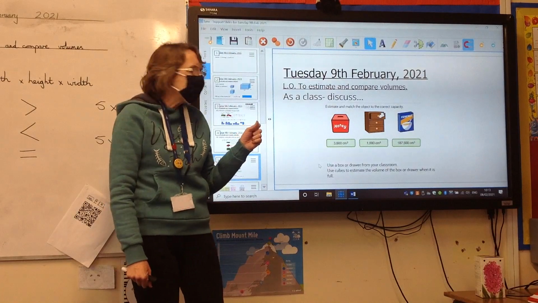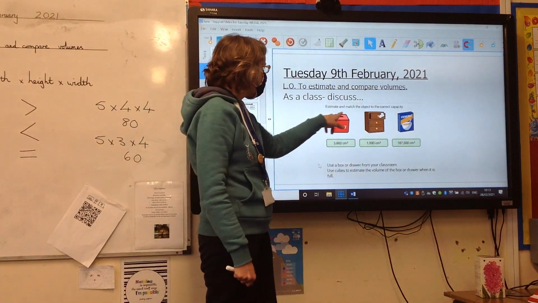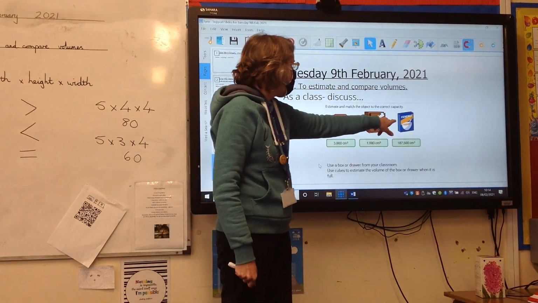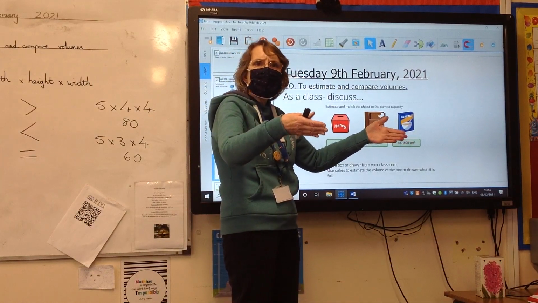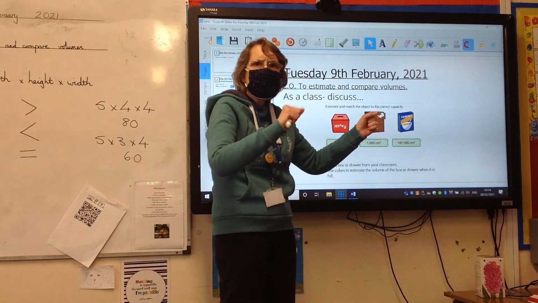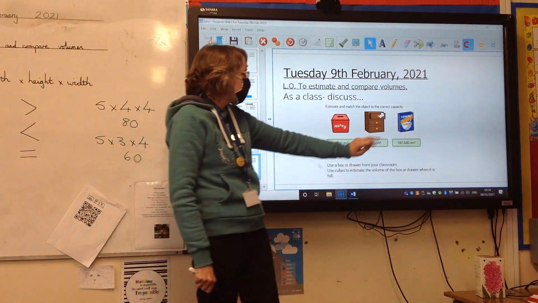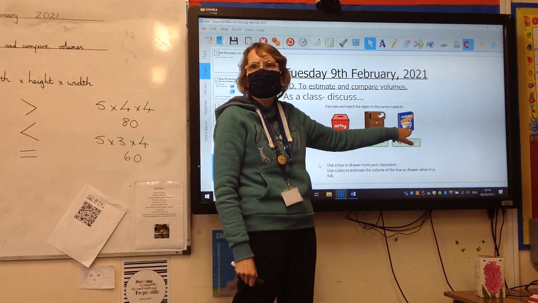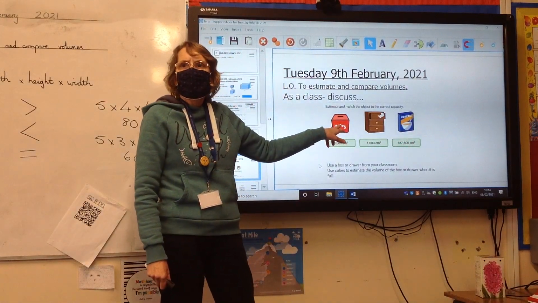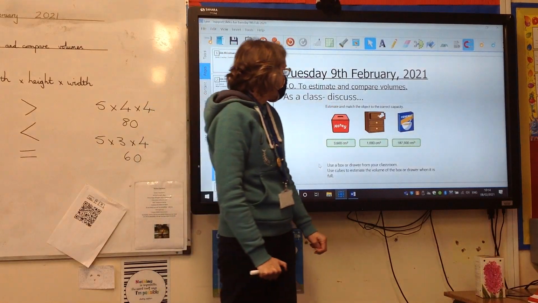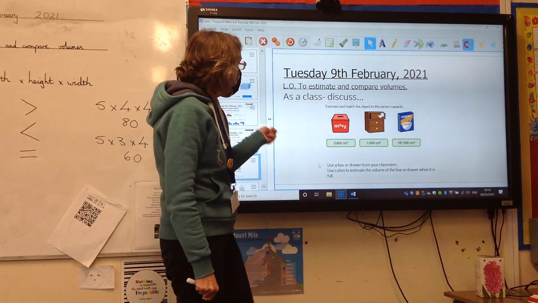Probably. It's very difficult to tell from a picture, but it's possibly going to hold more than that because it's so much wider, so it would fit more in. But we're not sure. What do we think? Let's have a vote on it. Who thinks the cereal box would hold the least? Who thinks the money box would hold the least? Okay, so a bit of a difference of opinion on it.